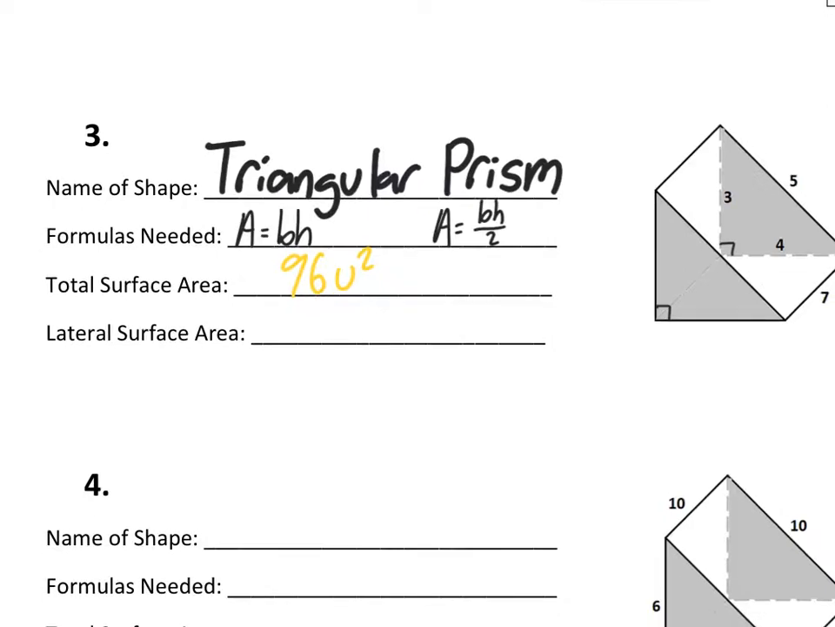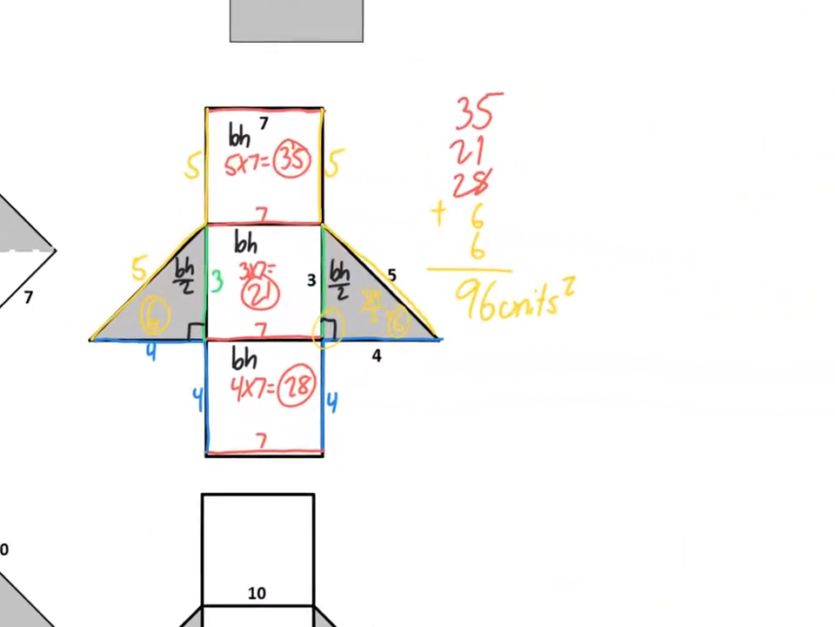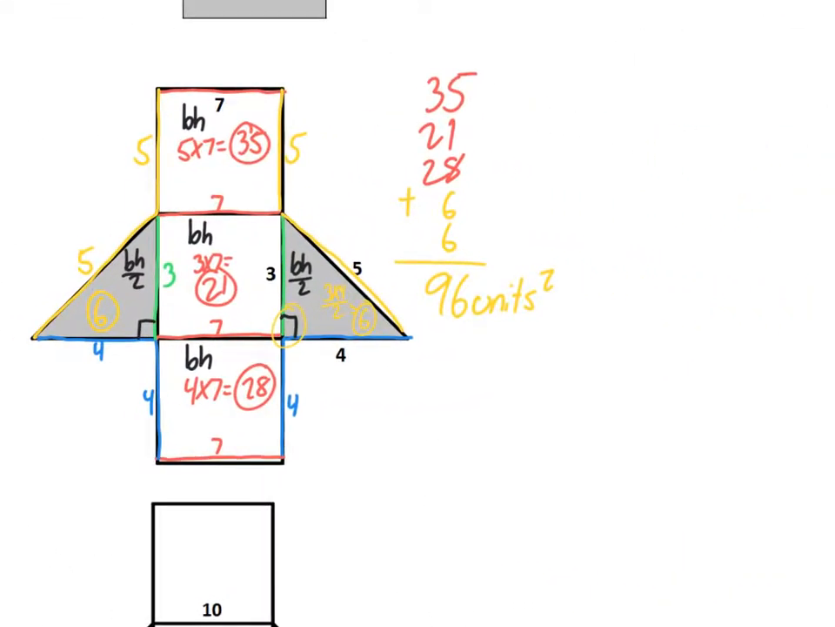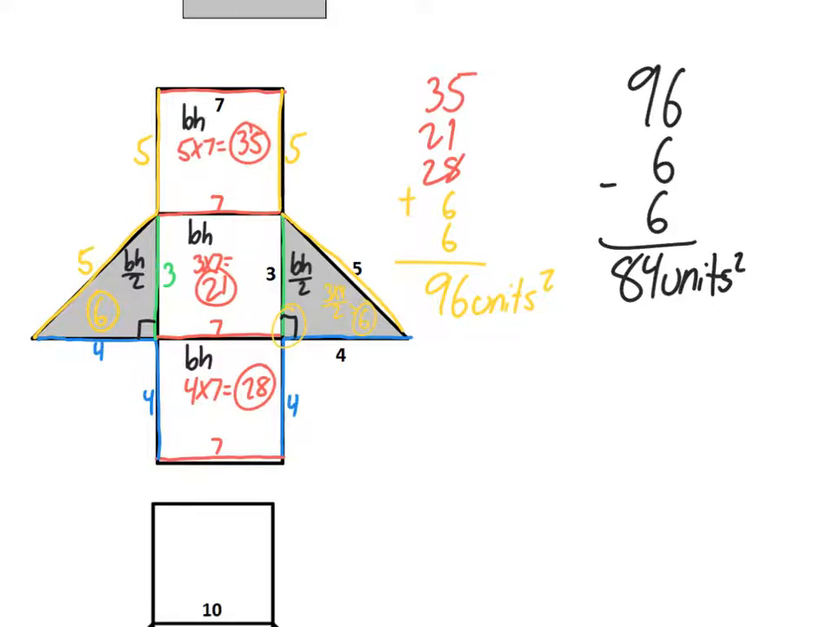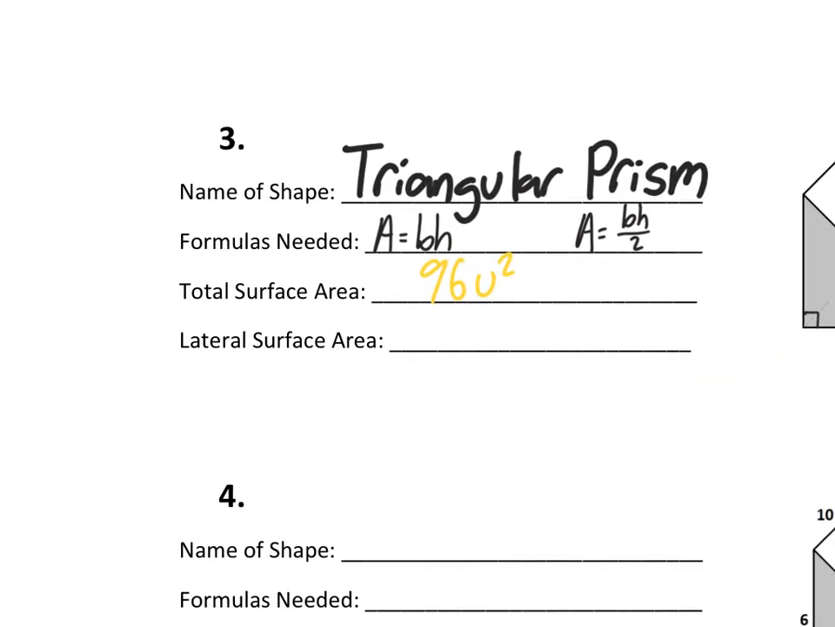Now for the lateral surface area, again, we are talking about everything other than the base. So I'm going to start with my 96 for my total surface area, and I'm going to take away both of the triangles, that first 6 and that second 6. So when I do 96 minus 6 and minus another 6, I'll be left with 84 units. So again, my lateral surface area over here is going to be 84 units squared.